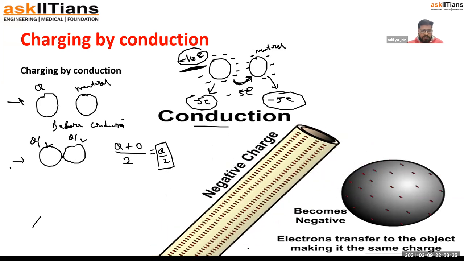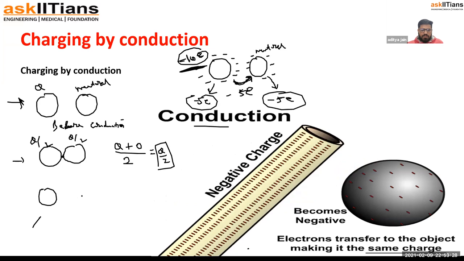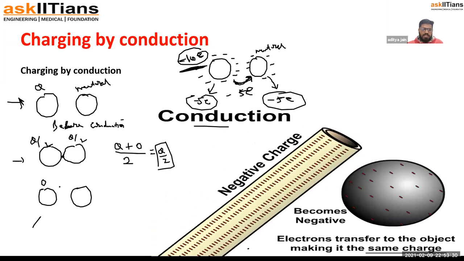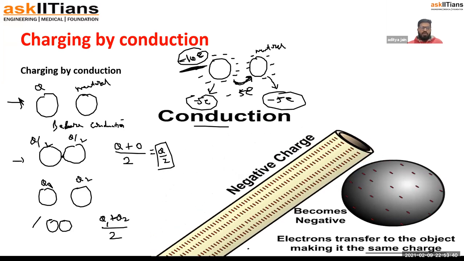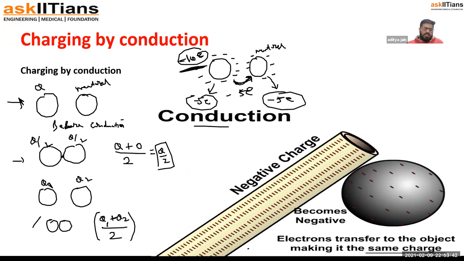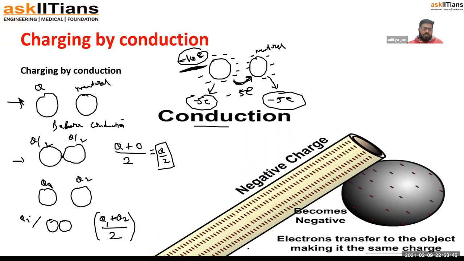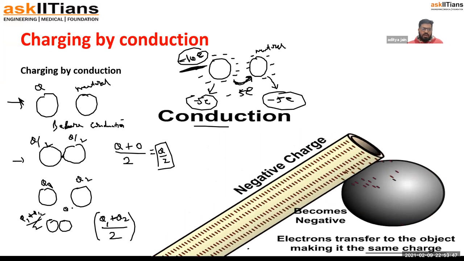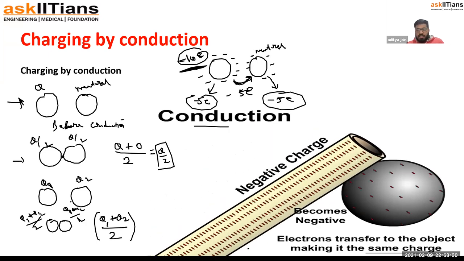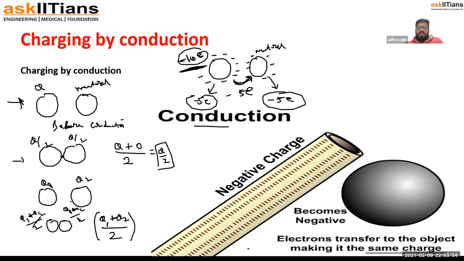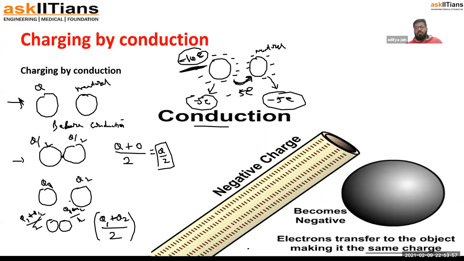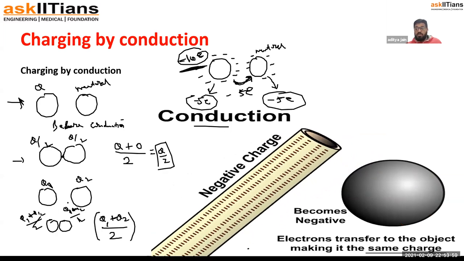There can also be a case when both the bodies are charged. Suppose one has a charge Q1 and the other has a charge Q2. When they are touched, by the process of conduction the total charge, Q1 plus Q2, will be divided equally. So just take the sum of charges and divide it by 2. Now both the bodies will get an equal charge of (Q1 plus Q2) by 2. So conduction is a process of just touching the bodies, and equal charges are produced on both the bodies.